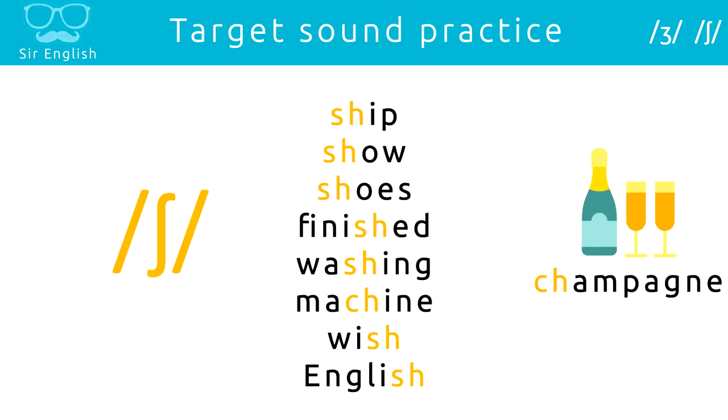Okay, that's great. Now, the second sound, remember, is the same, except it's unvoiced. So all the mouth position, the tongue position is exactly the same, except don't use your voice, okay? Shh. Just push the air out of your mouth. Shh. As in sheep. Now let's look at the target sound practice list. Notice the spellings as always. Very often the spelling is SH, but sometimes it's CH, as you can see. So listen and repeat.